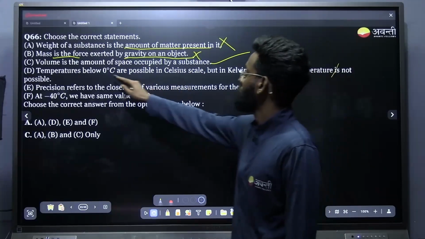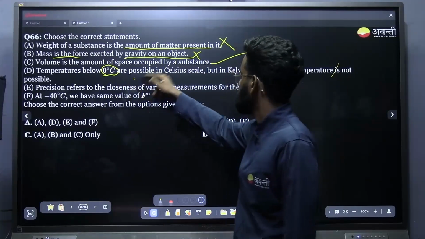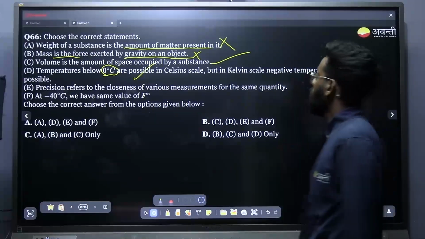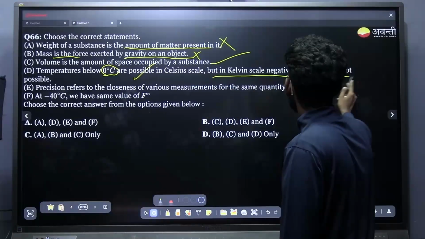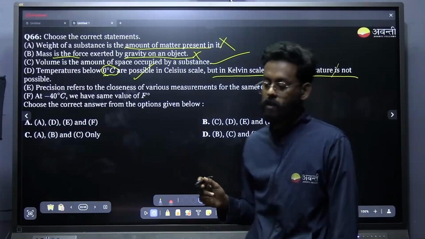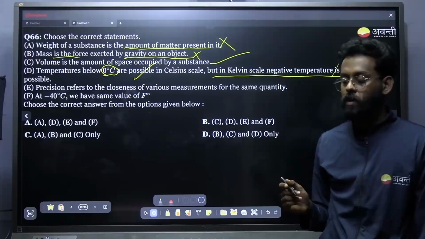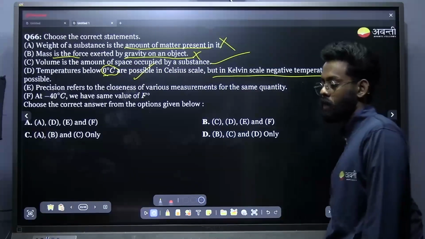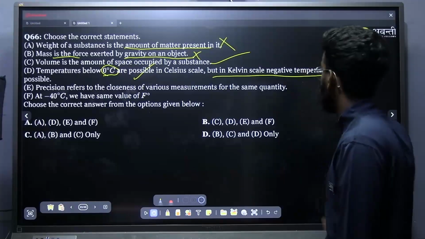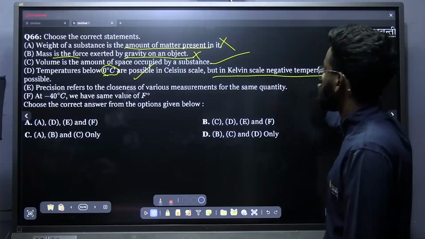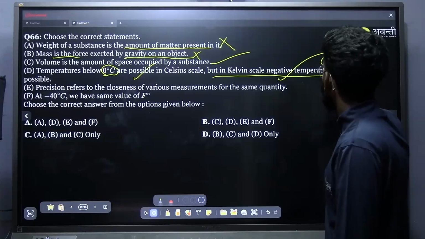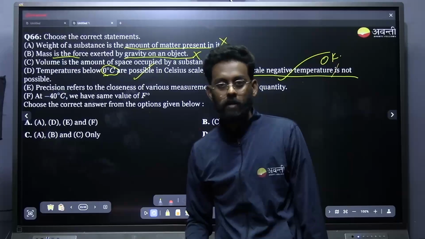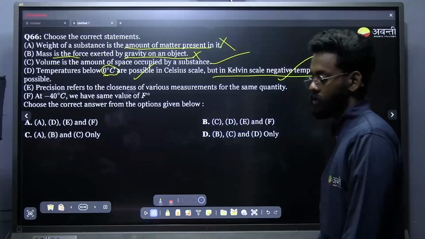Temperatures below 0 degrees Celsius are possible. Yes, 0 degrees Celsius, -1, -2, -3, all are possible. That we all know. But in Kelvin, negative temperature is not possible. In the Kelvin scale, negative temperature is not possible, so this statement is correct. The minimum we can go is 0 Kelvin, that is -273 degrees Celsius.